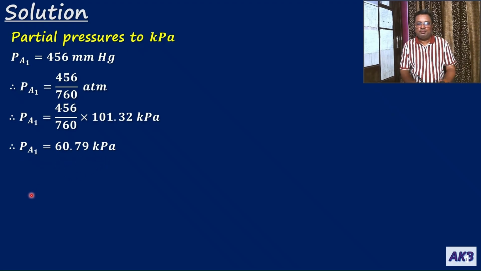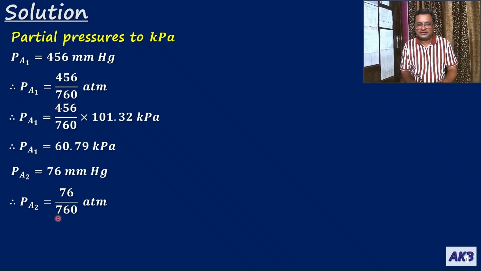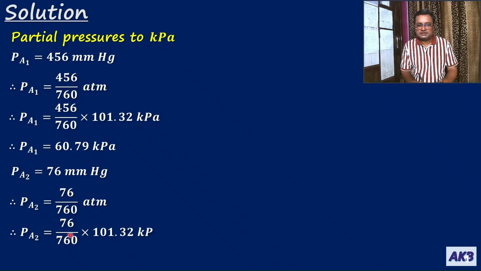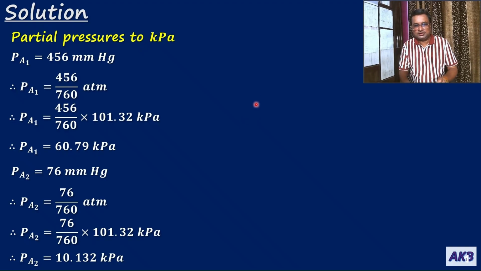In the same way, PA2 will be converted to kilopascal. So PA2 is 76 mm of Hg. That is, PA2 is 76 divided by 760 atmosphere. That is, PA2 is 76 divided by 760 into 101.32 kilopascal. That gives us PA2 as 10.132 kilopascal. So in this way, PA1 is converted to kilopascal and PA2 is also converted to kilopascal.